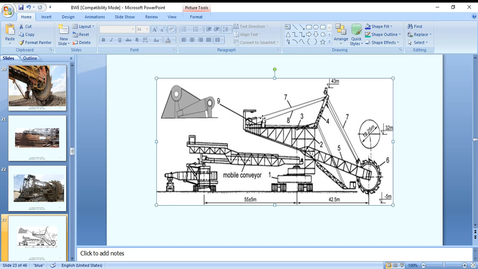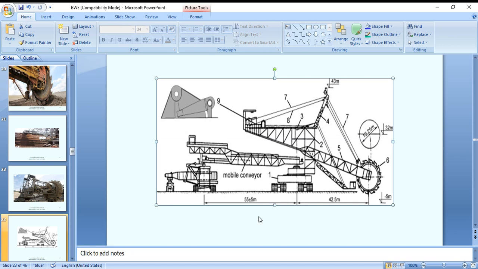Next, also the A-frame, that is the main boom, for maintenance of the horizontal and vertical movements, and transferring the material from here to the other end. This is the point for discharging the material to the other end. There is a mobile conveyor. It is called a mobile conveyor.